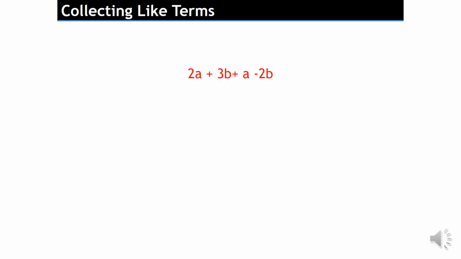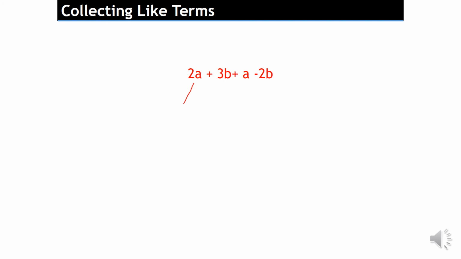Okay, I went back and edited this slide, so there's a bit of a jump in the video, don't worry too much. Okay, so 2a plus 3b plus a minus 2b. So the first thing to look at is, are these all like terms? And we can see straight off that a and b are not like terms. So we're going to have to deal with the a ones and then deal with the b ones.